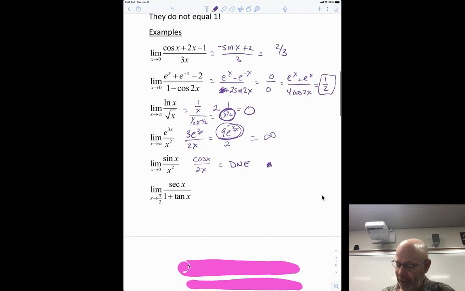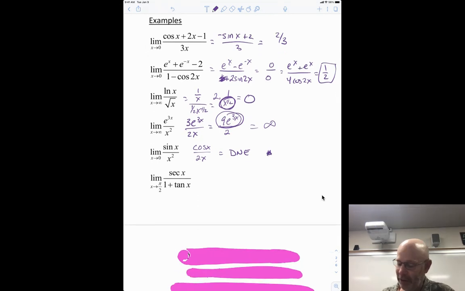Okay. And then here we go again. Secant of pi over 2. If you think about it, secant is the reciprocal of cosine. So cosine of pi over 2 is 0, so secant of pi over 2 would be infinity, right? 1 over 0 or infinity in essence. So we take a derivative. Here we get secant x tangent x over the derivative of tangent x, which is secant squared x.